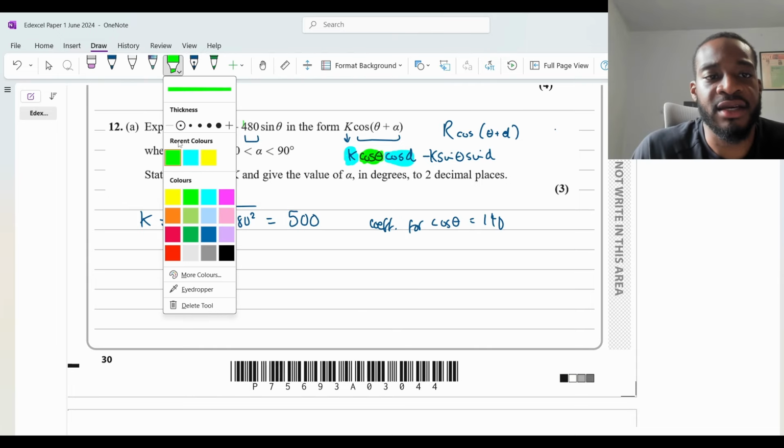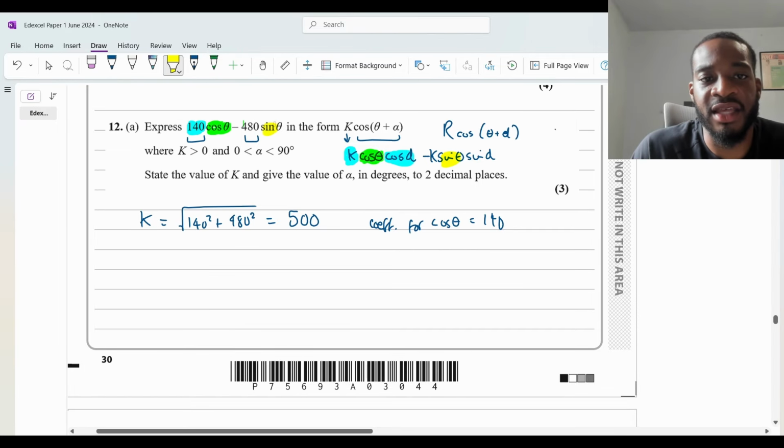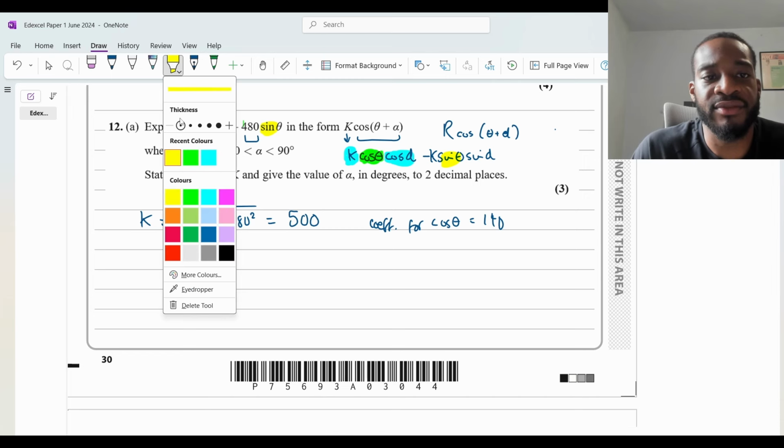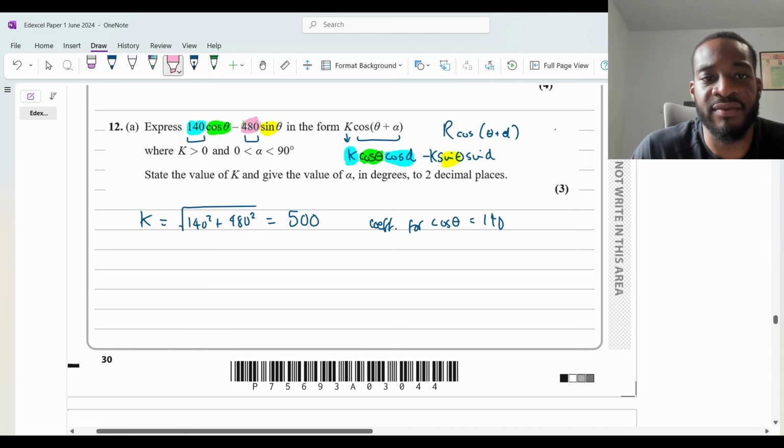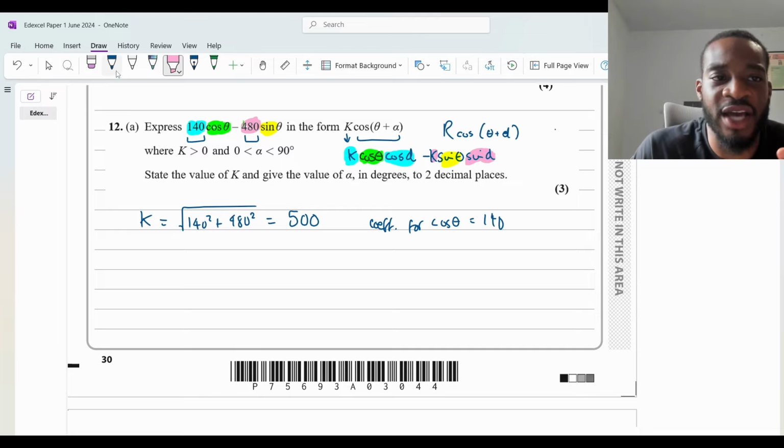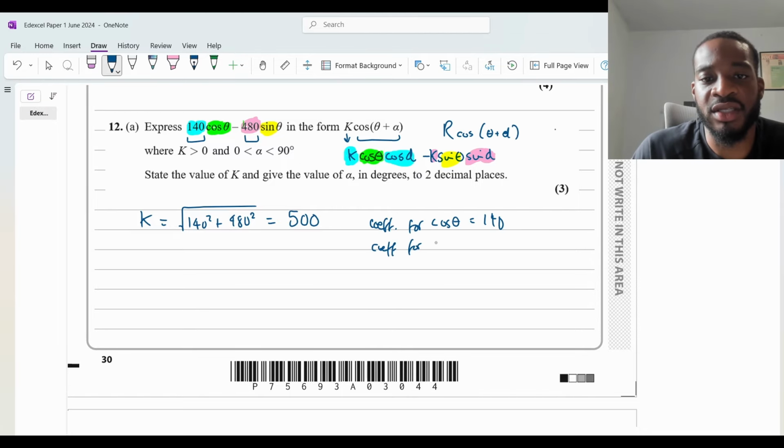And then obviously, if I look at this one here, I've got sine theta there, sine theta there. That coefficient there is 480, as you can see. But I don't really do this. I'm just writing it down because I'm explaining it to you. But this is what I do in my head. So therefore, the coefficient for sine theta is equal to 480.